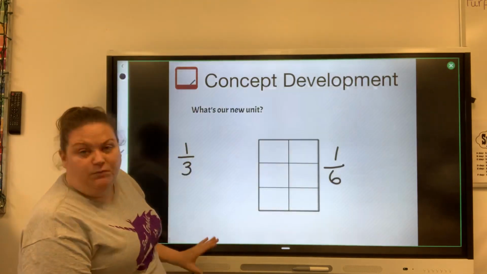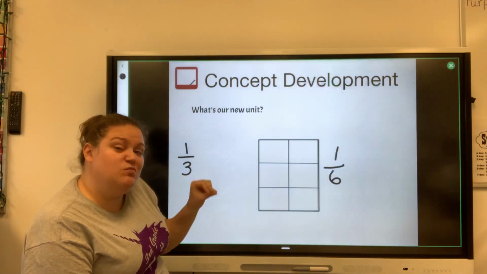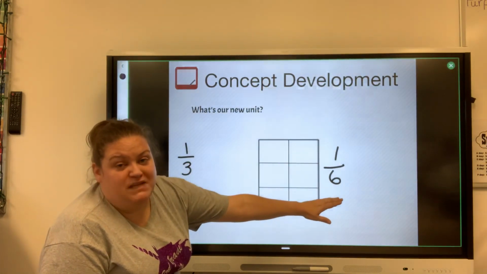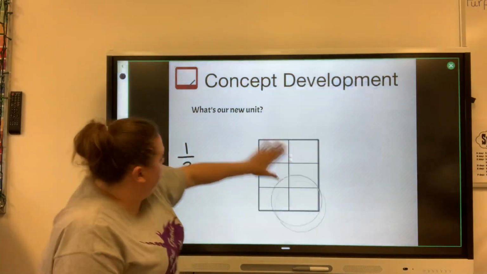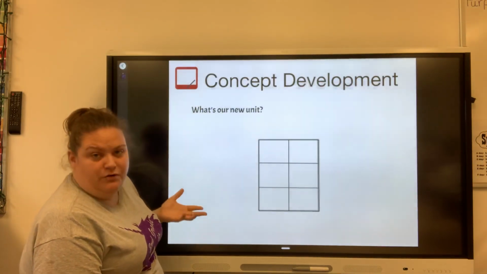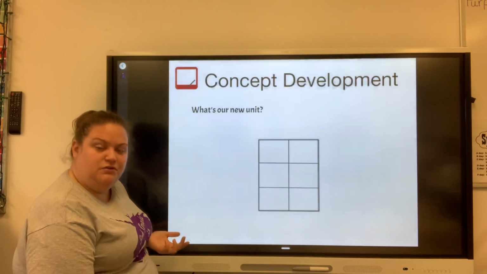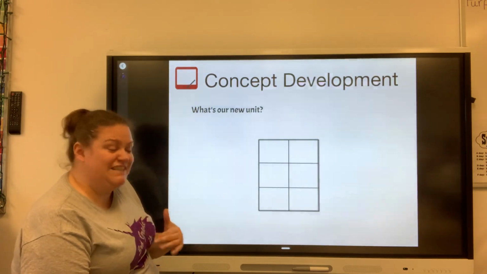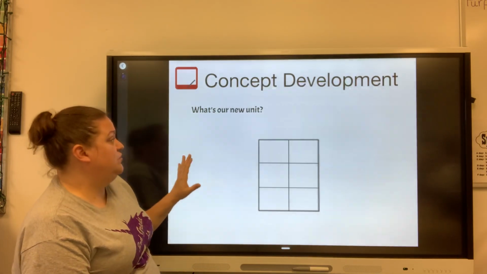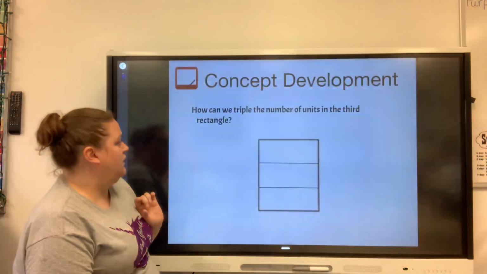Because same shape, we divide it in thirds, we just made it into smaller pieces, which is why our denominator is larger, because we have more pieces to deal with. So, what's our new unit? I got a little ahead of myself. What's our new unit? We went from thirds to sixths. So we have now divided it into sixths, which would be equivalent to thirds.